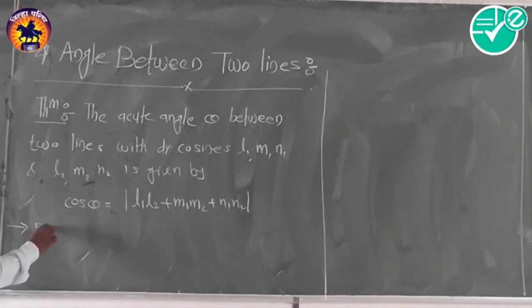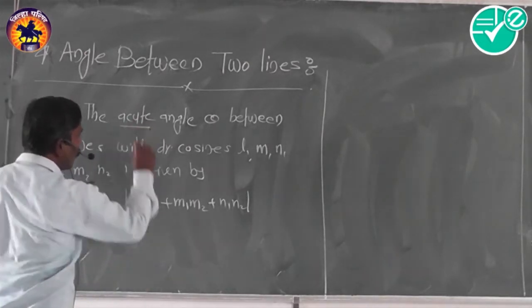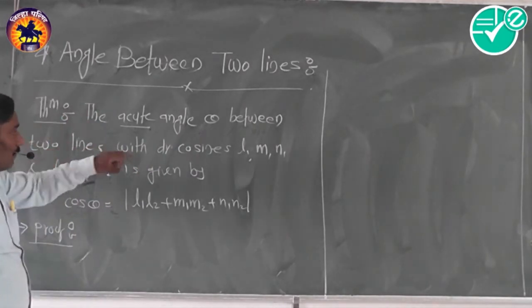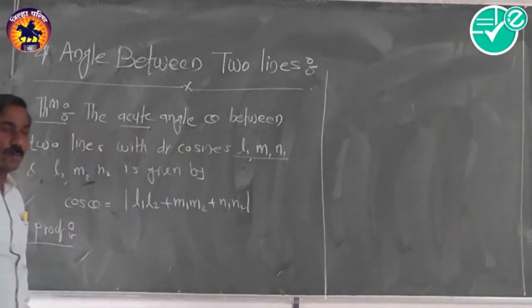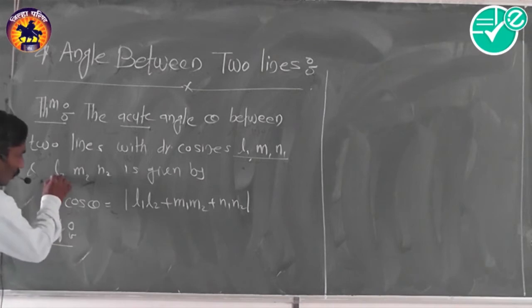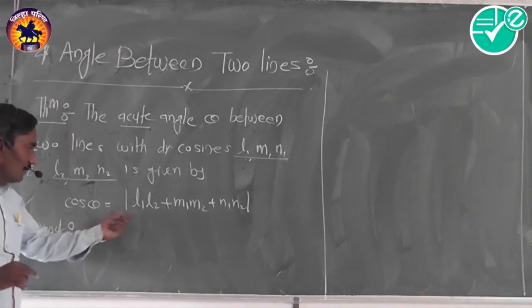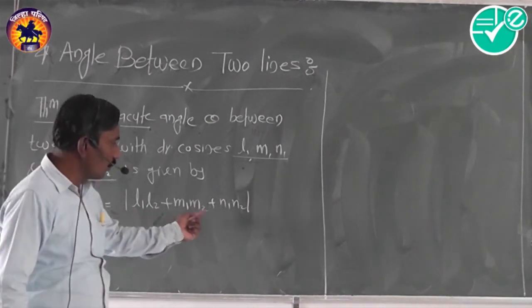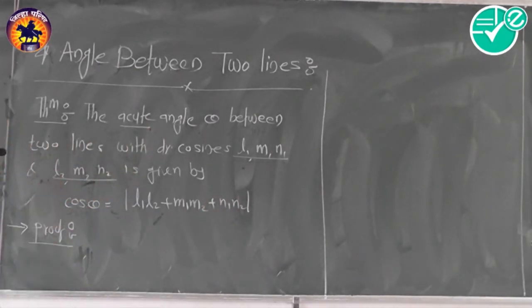Now this is the formula and this is the theorem to calculate the angle between two lines. The theta is acute, here the word is acute: acute angle, less than 90 degrees, between two lines. If the first line's direction ratios are L1, M1, N1 and the second line's direction ratios are L2, M2, N2, then cos theta, the angle between these two lines, is mod of L1 L2 plus M1 M2 plus N1 N2. Now it is very short in proof. We can see the proof of that theorem first.